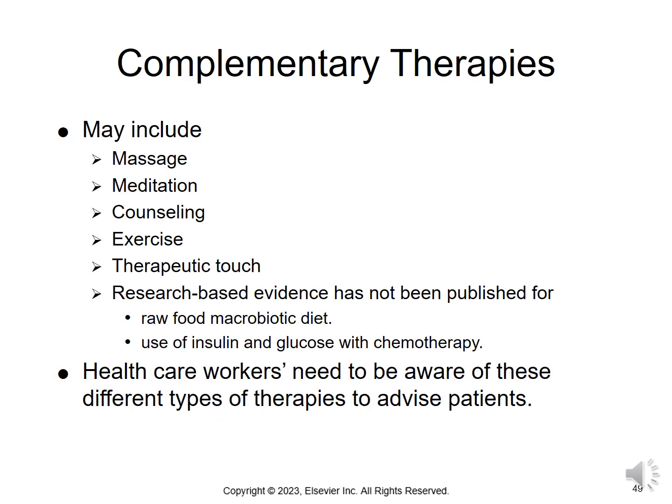Complementary therapies are also used. Many alternative approaches are used to treat or cure cancer. These non-medical therapies are referred to as complementary, and they range from use of raw food or a macrobiotic diet to use of insulin and glucose to accompany the chemo. Patients can choose complementary therapies, but they should advise their oncology team that they are doing so. It's important that the healthcare worker is aware of any complementary therapies, and then they can direct patients to the appropriate information for this type of treatment.